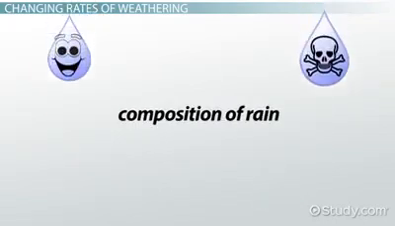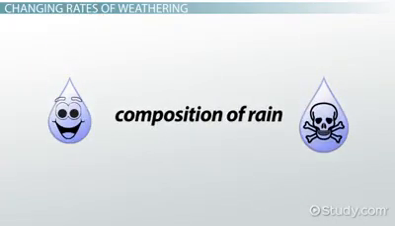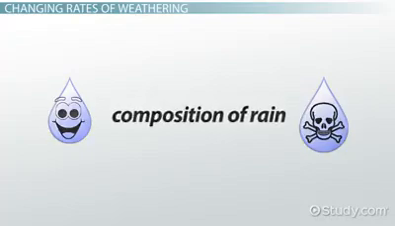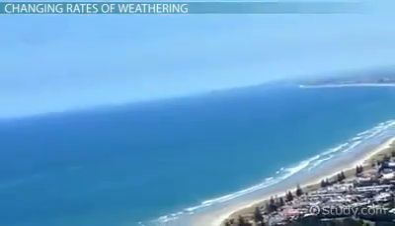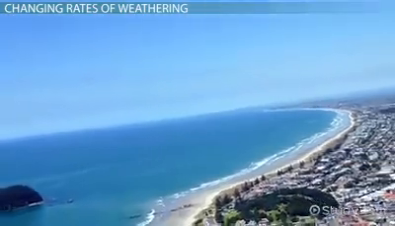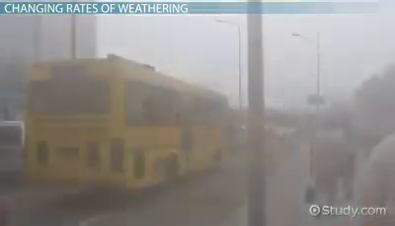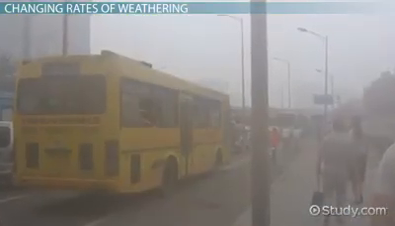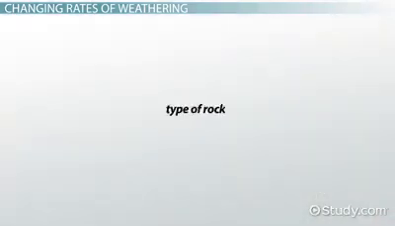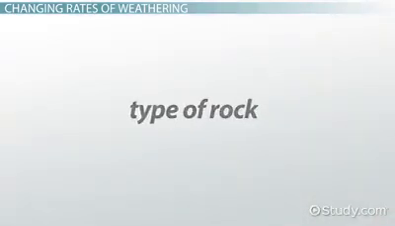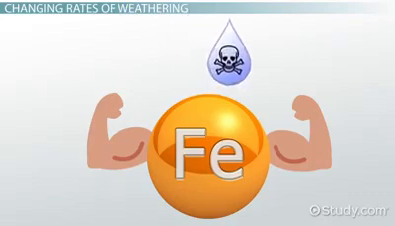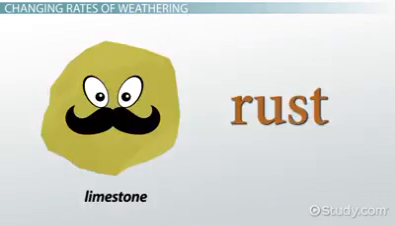The composition of the rain in question also has an impact. Less acidic rain from places with strict environmental guidelines is less likely to cause weathering than rain from places with higher instances of pollution. Further, the type of rock plays a significant part. Iron will not break down as quickly as limestone due to acid rain, while limestone will not rust.